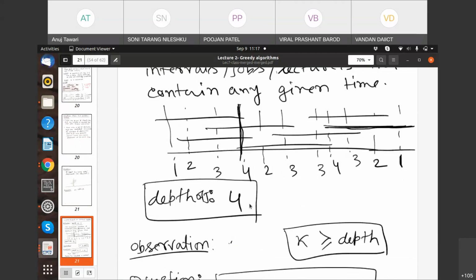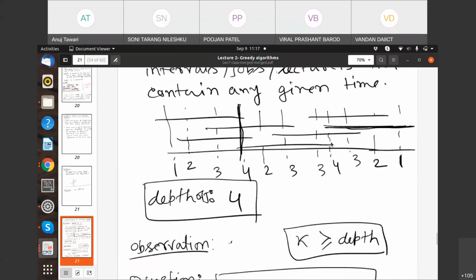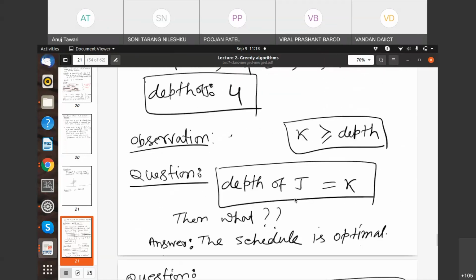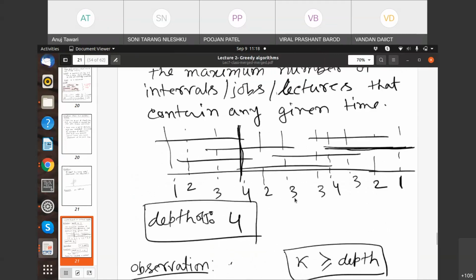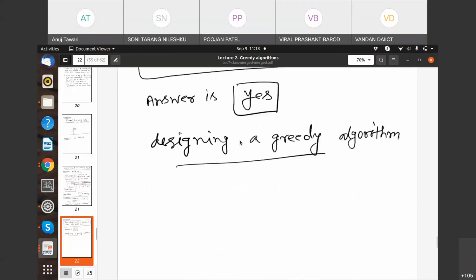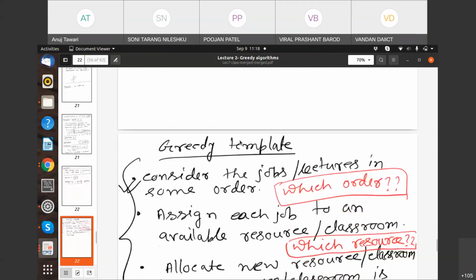That is what we call the depth of J. In this case, it is 4, right? And we want to construct this schedule. So here is one approach. You want to design a greedy algorithm for this.